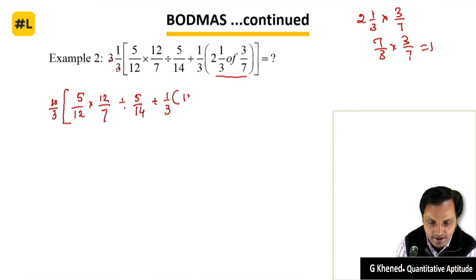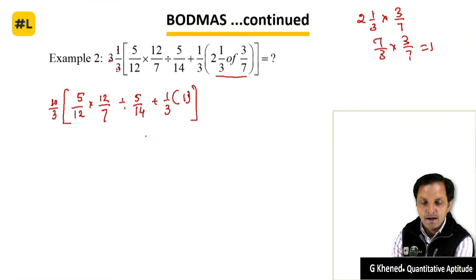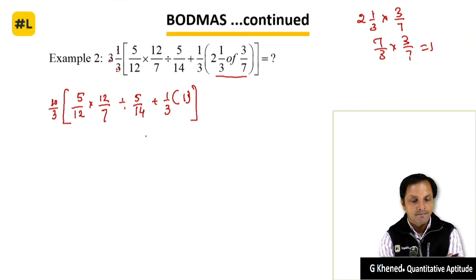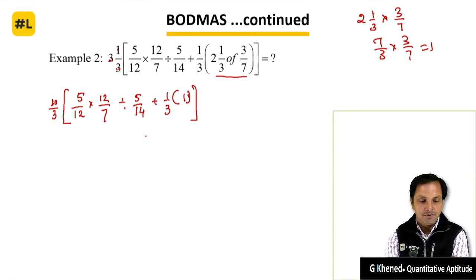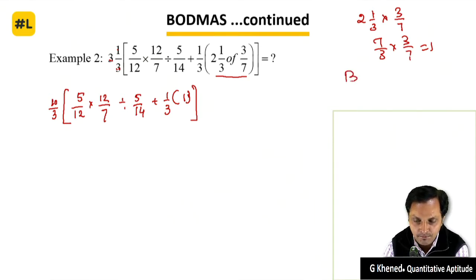So this is simplified to 1. How many of them understood this step? This is the first step which you should follow. Then comes the rule BODMAS. Once you have done with the bracket, then you go with the division.